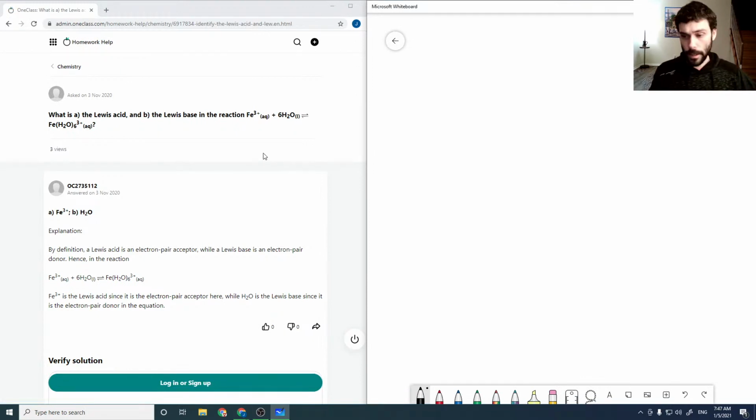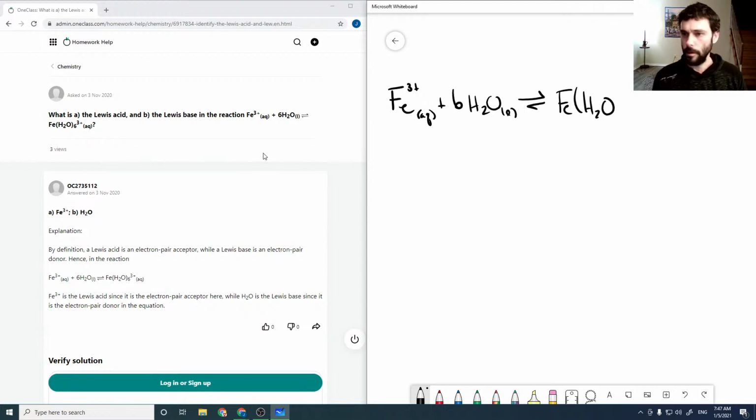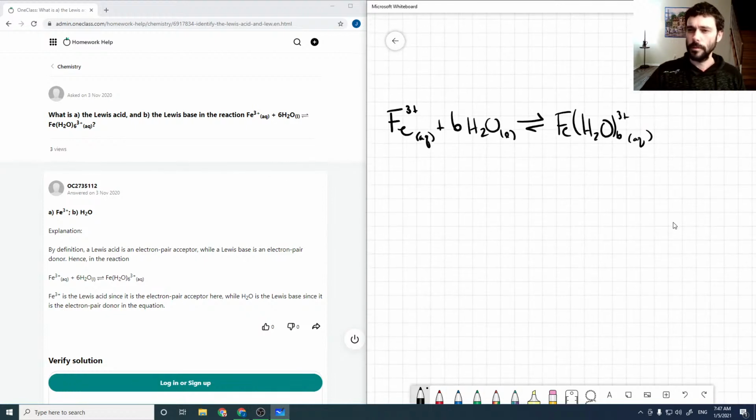Okay, so what is A, the Lewis acid, and B, the Lewis base in this reaction? So Fe3 plus plus 6H2O goes to Fe(H2O)6 3 plus aqueous. And I'm just going to move this down a smidge.